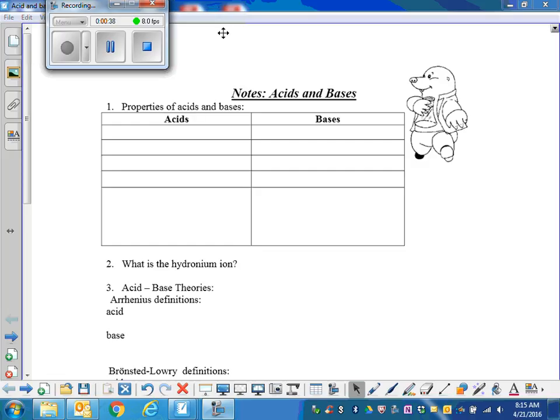We're getting into the next topic, which is acids and bases. Let's take some notes. How do acids taste? Sour. Acids taste sour, and how do bases taste? Bitter.